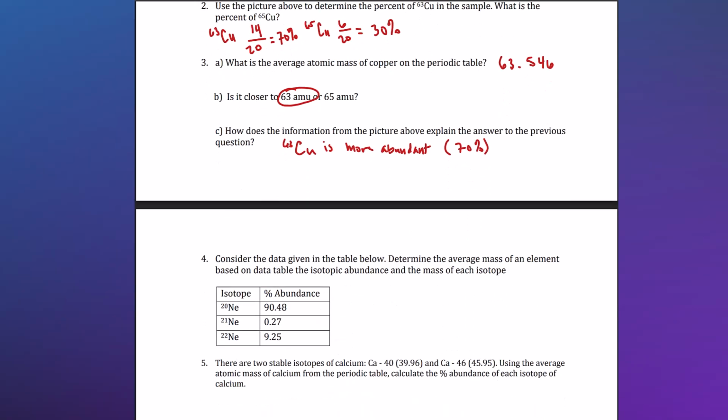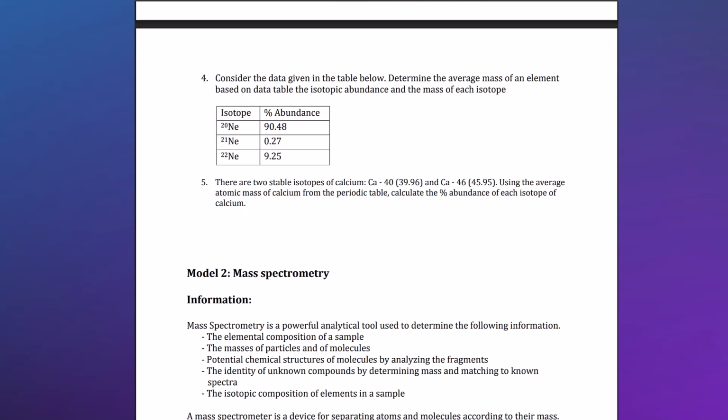All right, page 2, question number 4. It says, consider the data table given in the table below. Determine the average mass of an element based on the data table of isotopic abundance and the mass of each isotope. So what we're going to do is use these numbers right here, and we have to convert these numbers into decimals. So I got 0.9048, I got 0.0027, and I got 0.0925. Again, you have to move the decimal point over 2 times in order to convert percents into decimals.